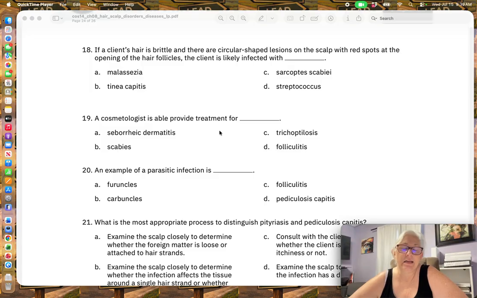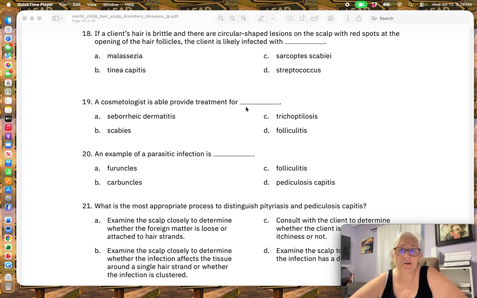All right, number 19, a cosmetologist is able to provide treatment for. So which one of these are we able to provide treatment for? Seborrheic dermatitis, scabies, trichoptilosis, or folliculitis? Well, I know trichoptilosis is the one that is breakage, split ends. Because it has the word chop, right? So when I see that, I'm supposed to cut the hair. So number 19 should be C. Yes, it is C. Trichoptilosis is what you can provide treatment for.